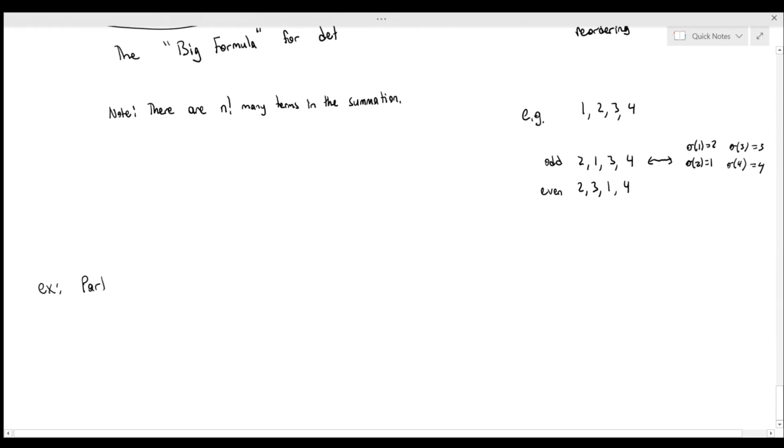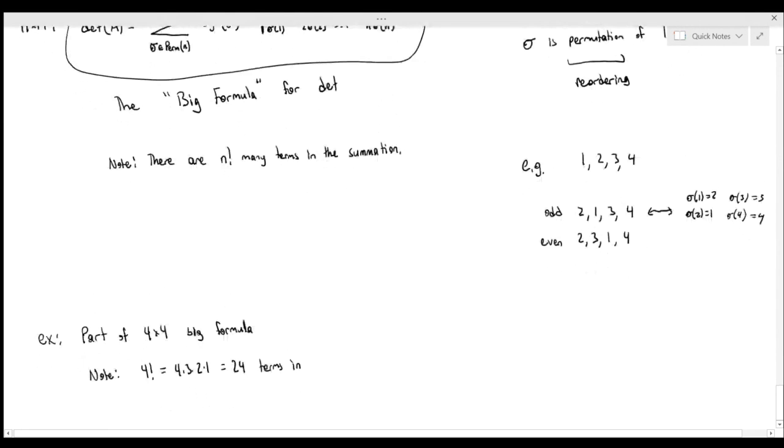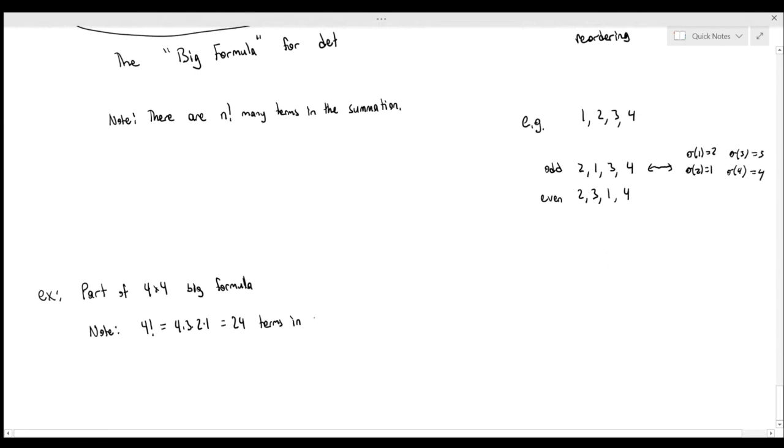So now let's take a look at part of the 4x4 big formula. First, I'll note that there would be 4 factorial, which is 4 times 3 times 2 times 1, which is equal to 24. So there are 24 terms in the summation for the big formula when n is equal to 4.